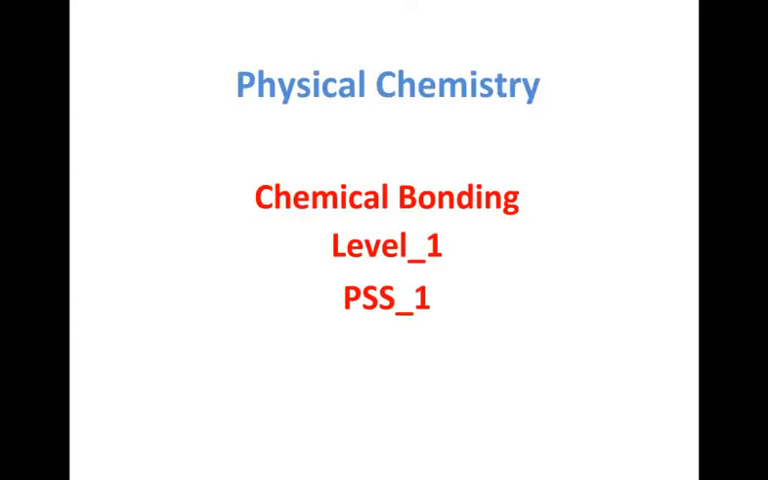Dear students, welcome to problem solving session number 1 in level 1 of the chapter of chemical bonding in physical chemistry. In this problem solving session we shall be doing problems which are very important as far as your board levels are concerned, or which give you an understanding of the basic concepts of the chapter of chemical bonding. So we start with the problems.